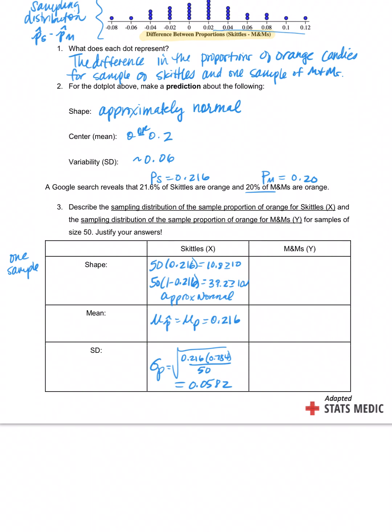All right, now we're going to do the same thing, but on the M&Ms side of things. So M&Ms. 50 times the true proportion of 0.2 gives me 10, greater than or equal to 10. 50 times 0.8 gives me 40, which is greater than or equal to 10. So we know this is approximately normal.